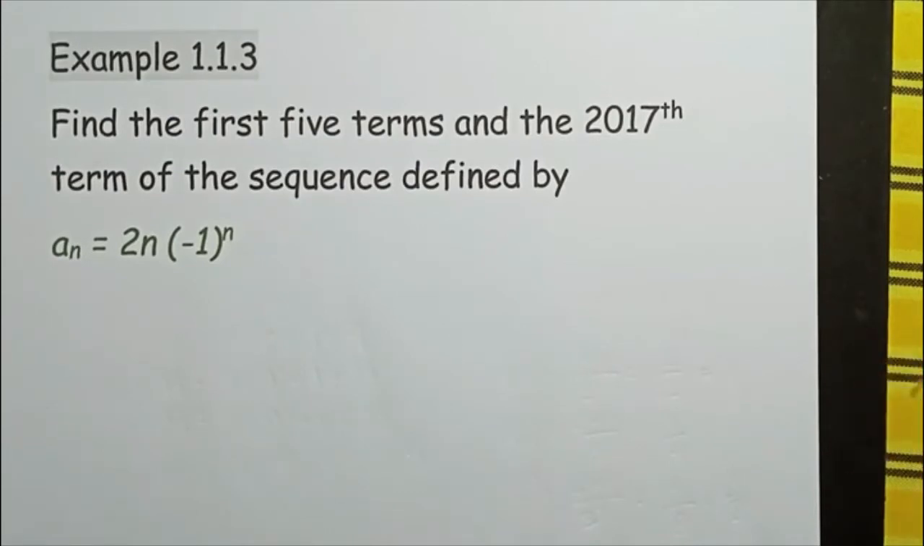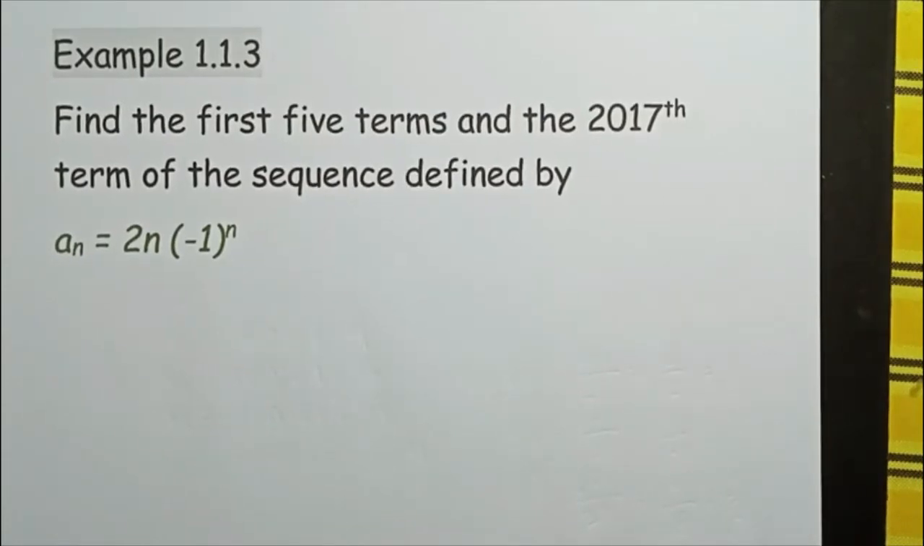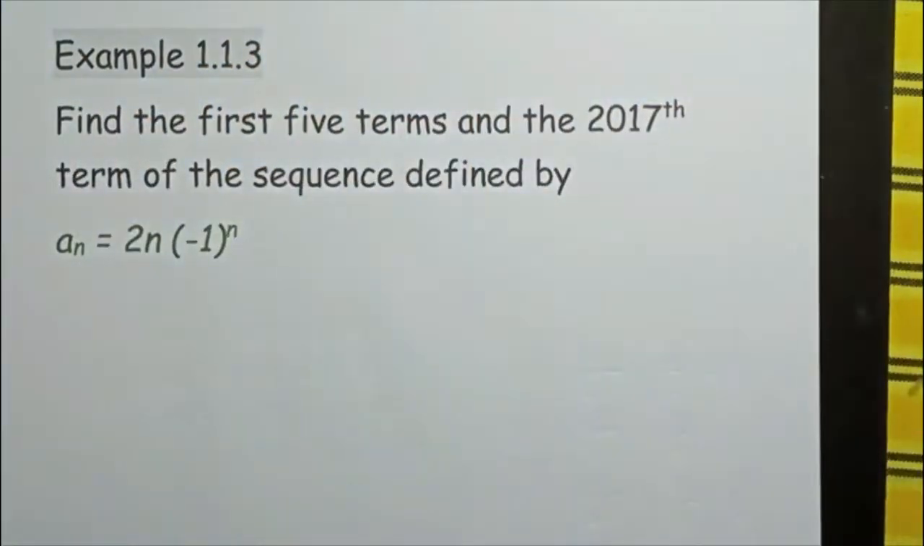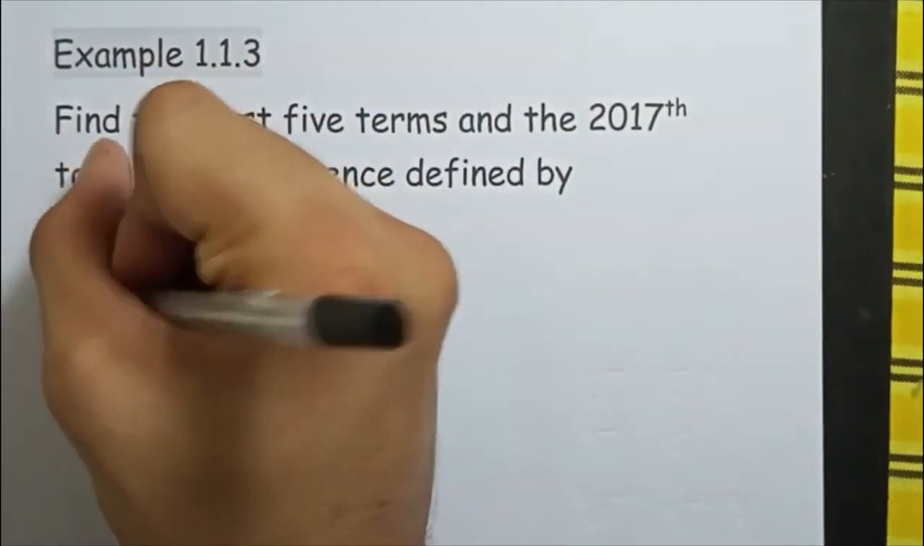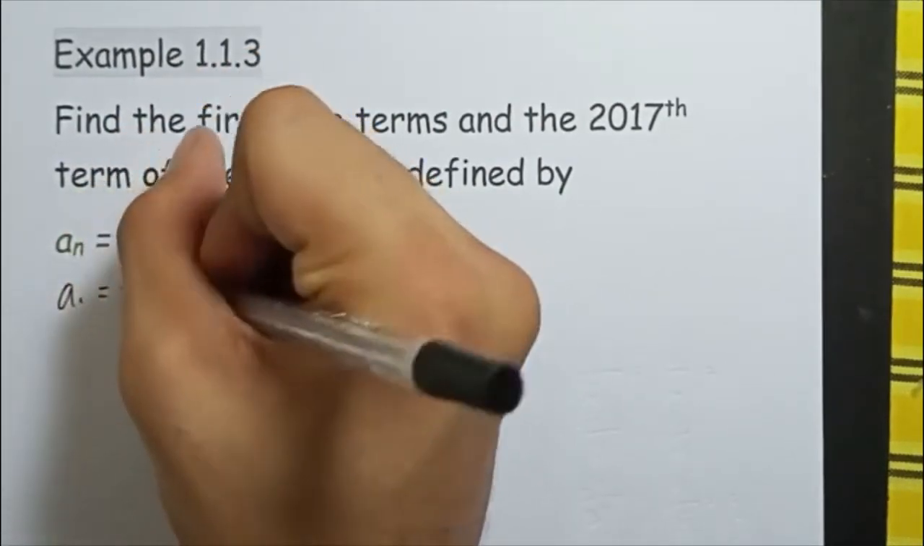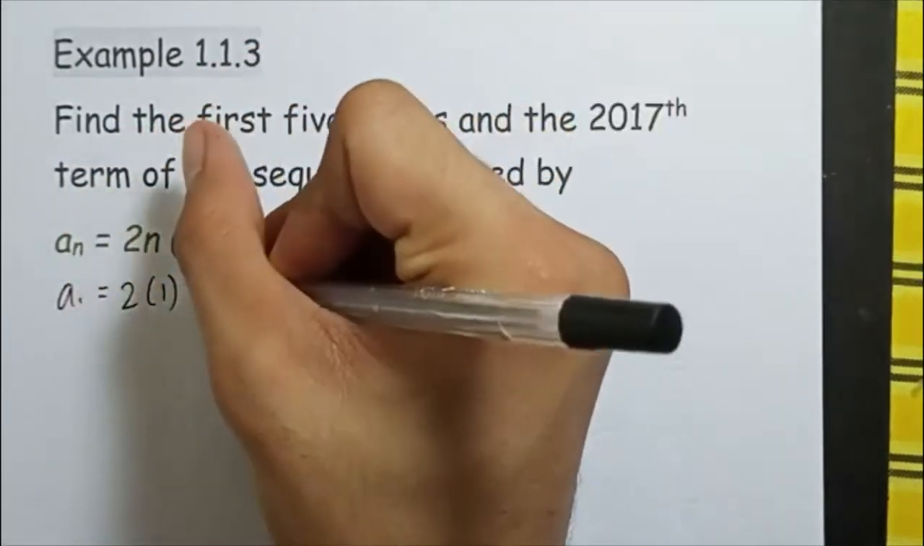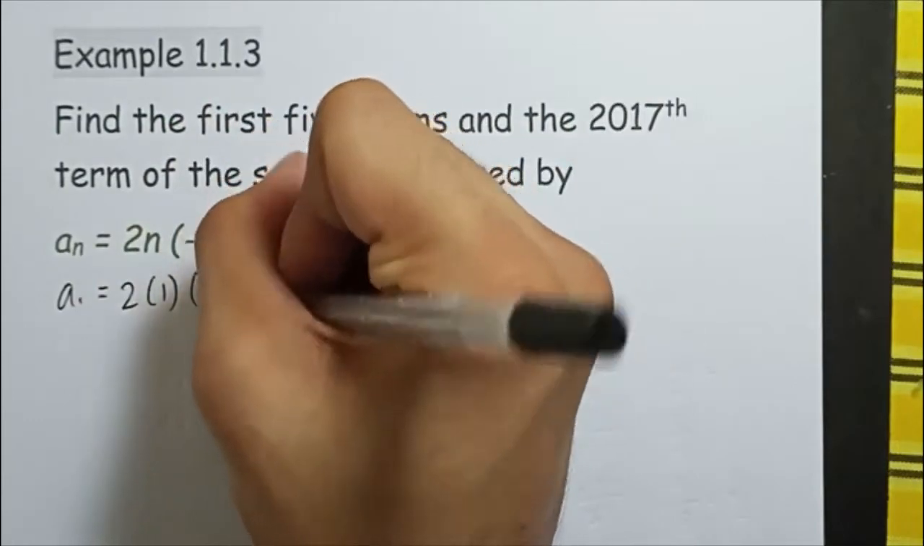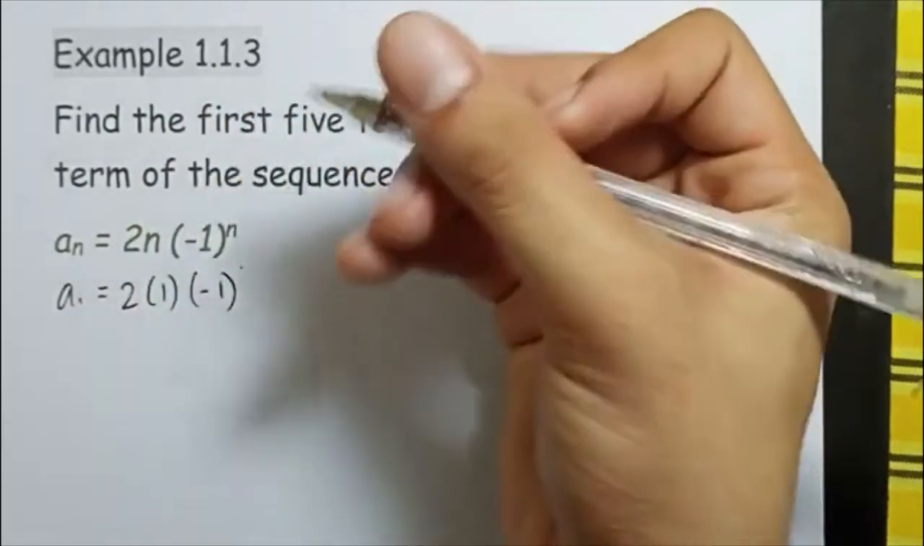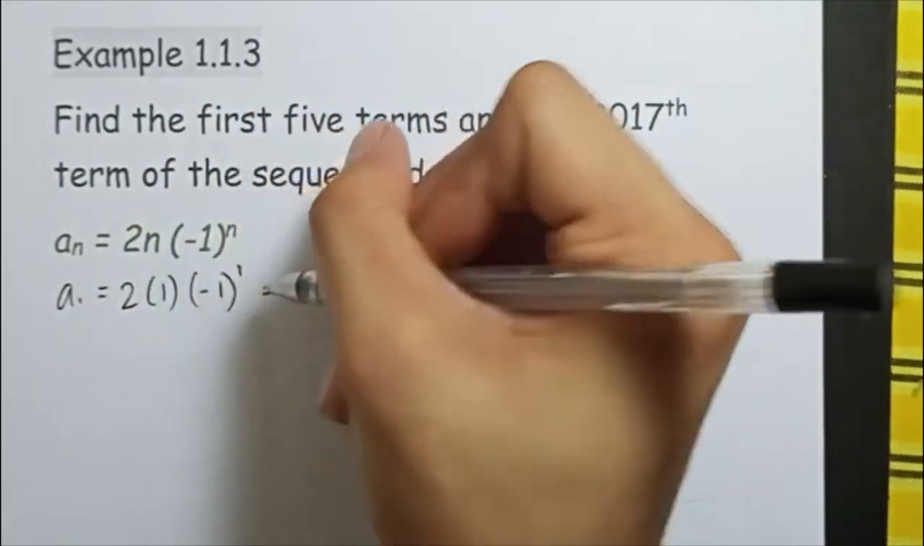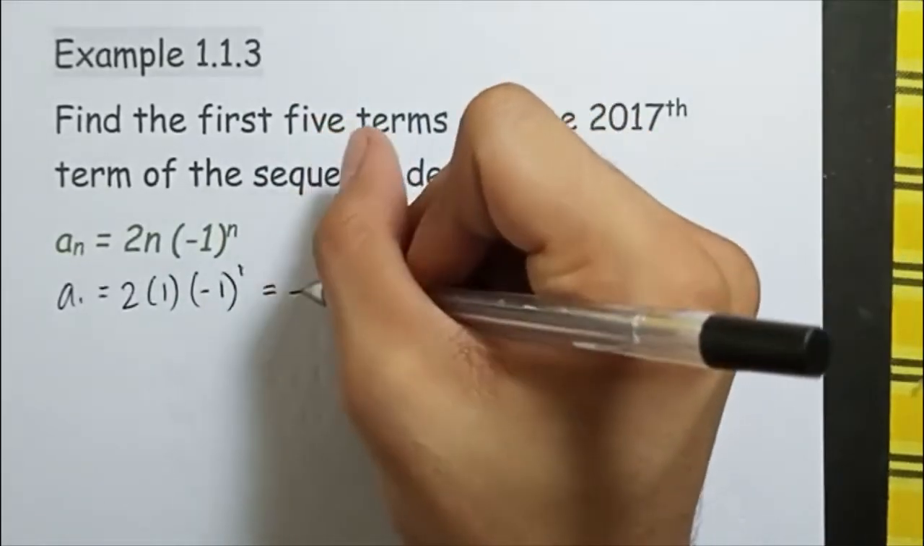Next example, 1.1.3. Find the first 5 terms and the 2017 term of the sequence defined by a sub n equals 2n times negative 1 raised to n. So, bilisan na natin. First 5 terms. So, substitute. Papakita ko na lang kung paano sinubstitute. So, a sub 1 muna. Magiging 2 times 1, syempre. Kasi nga yung n napalitan. Then, negative 1 raised to 1. Ano sagot dyan? Sagot dyan is negative 2.